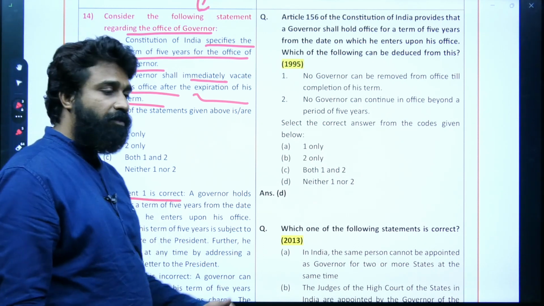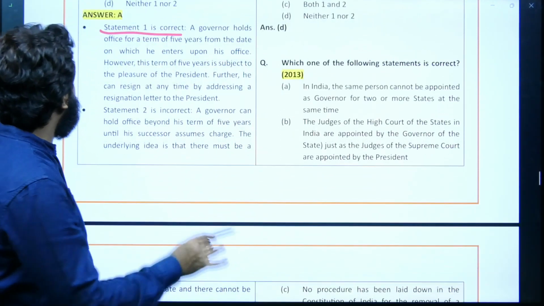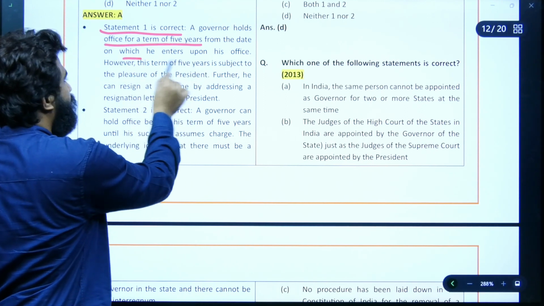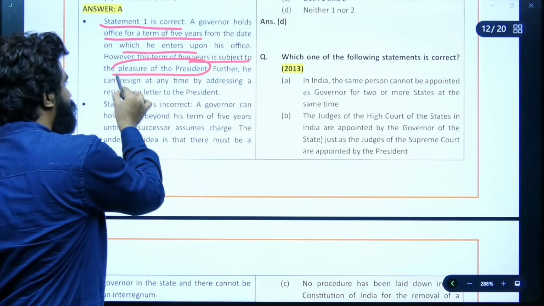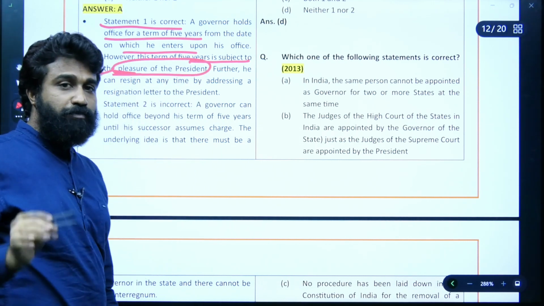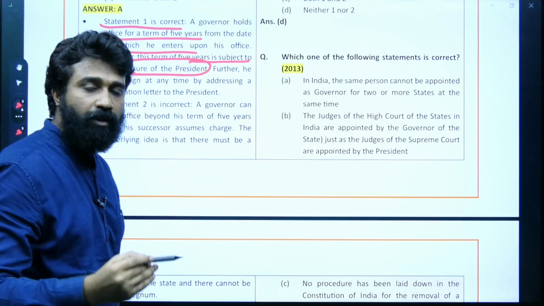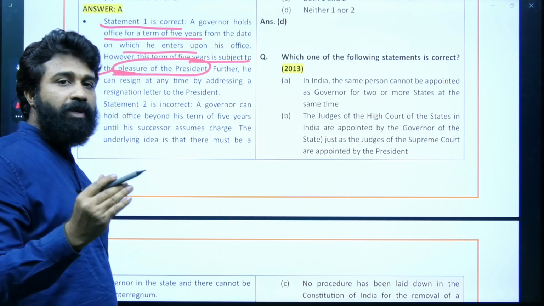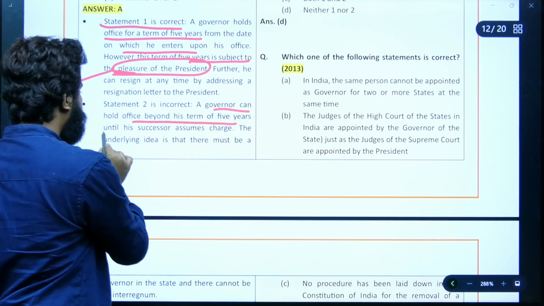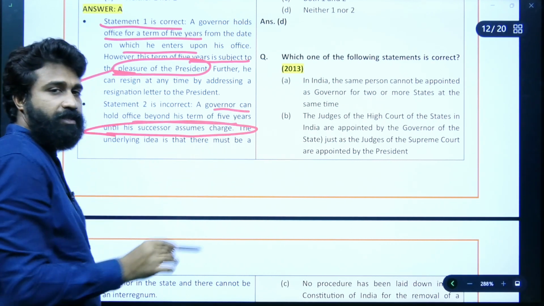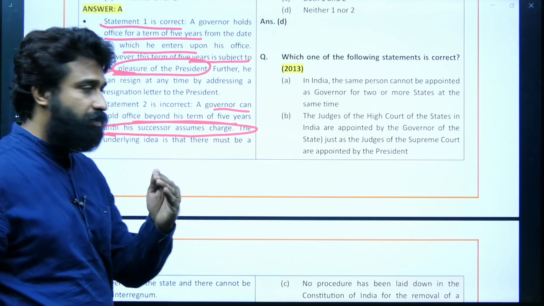The Governor holds his office during the pleasure of the President. The Governor holds office for a term of 5 years from the date on which he enters upon his office. However, the term is subject to the pleasure of the President. Therefore, it is not mandatory for the Governor to resign or vacate his office immediately after the completion of his tenure of 5 years. A Governor can hold office beyond his 5 years until his successor assumes charge. Until his successor assumes charge, he can continue to hold the office of the Governor.